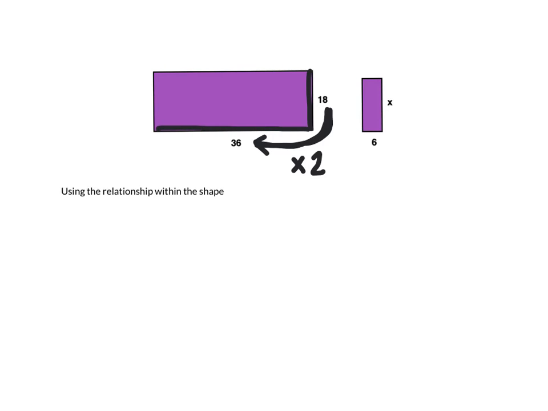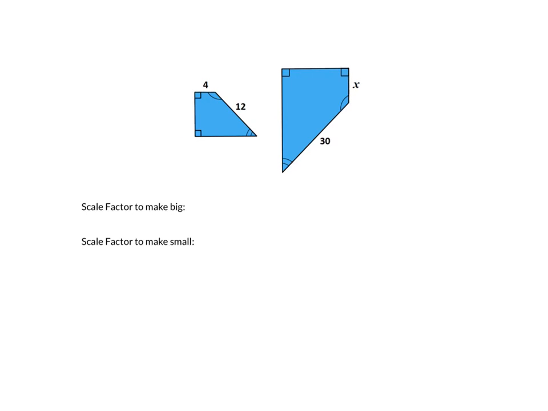I'm going to use that relationship with our other similar figure. I take the short side and I multiply it by 2, and it's going to create the long side. So 6 times 2 is 12. Okay. All right, hit pause and try this one on your own.